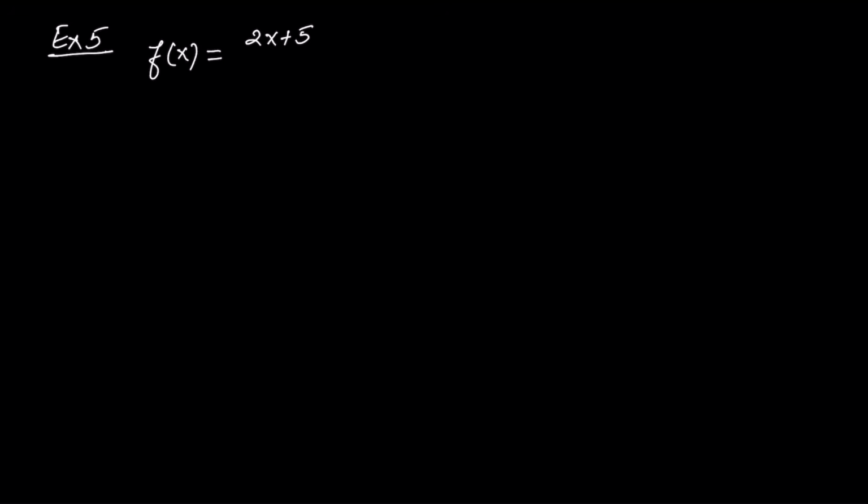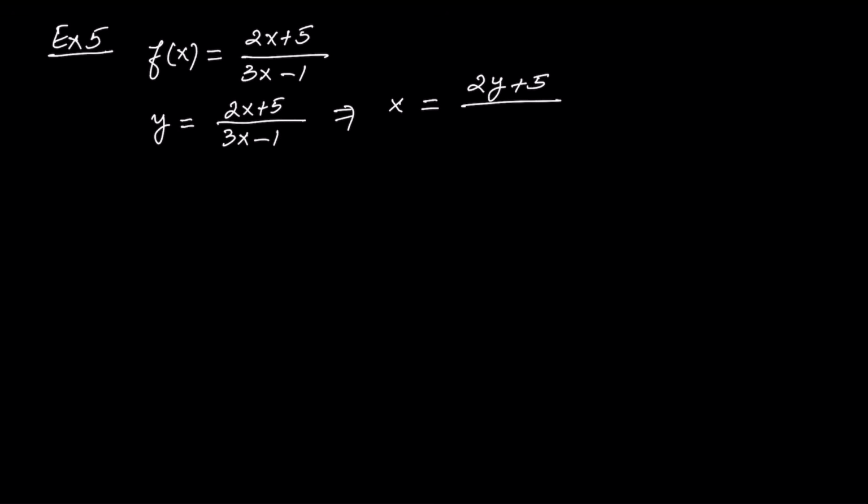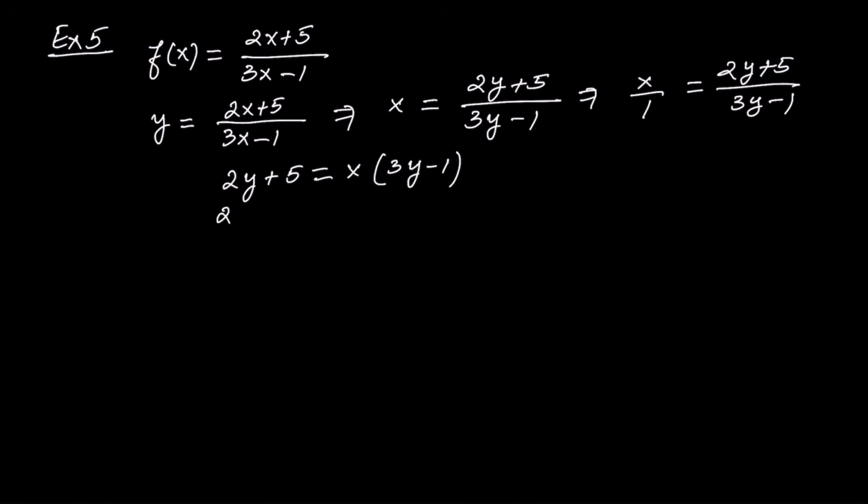We are given f(x) = (2x + 5)/(3x - 1). We want to find the inverse. Replace f(x) with y. y = (2x + 5)/(3x - 1). Switch x and y. x = (2y + 5)/(3y - 1). Cross multiply. Write x as x over 1 and cross multiply. 1 times (2y + 5) equals x times (3y - 1). So we get 2y + 5 = 3xy - x.